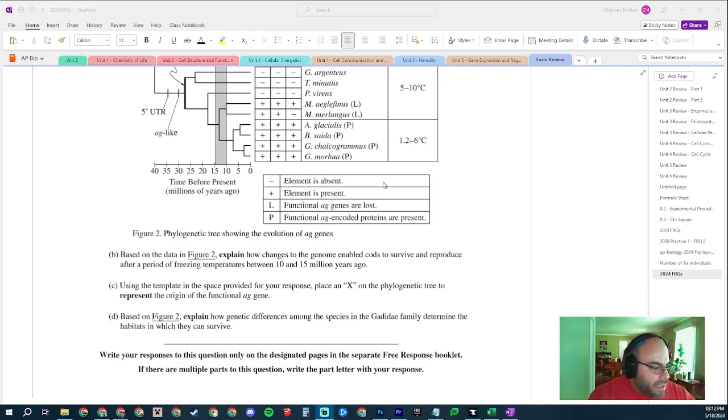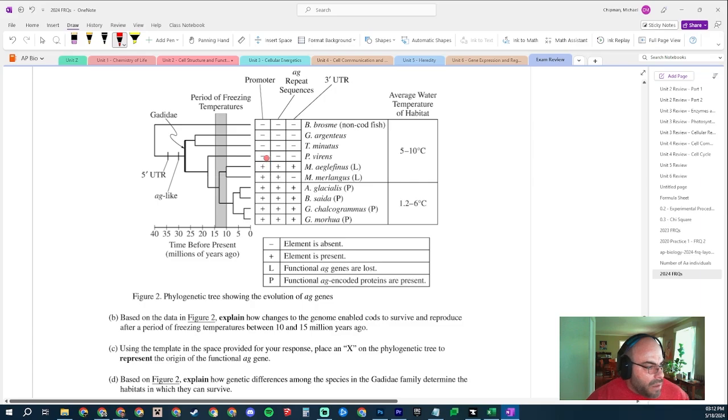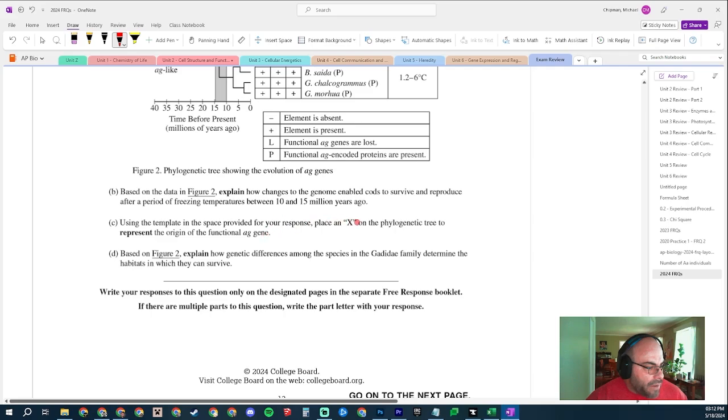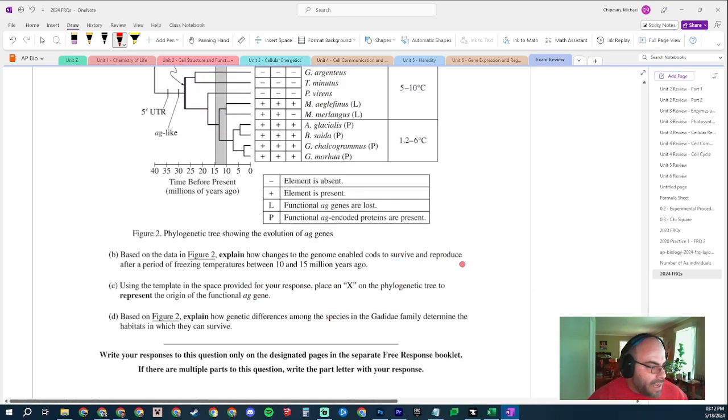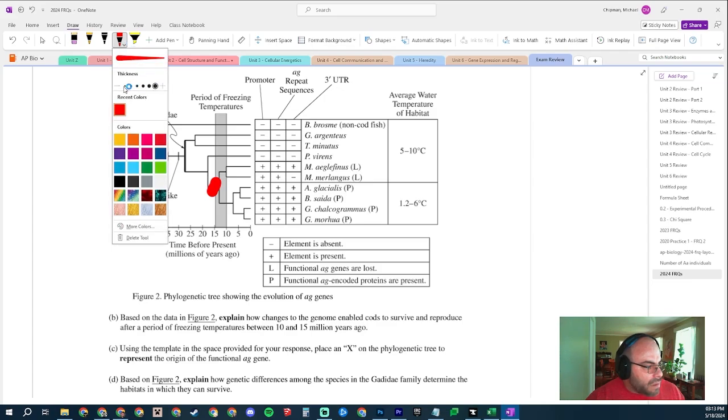Part C, using the template in the space provided for your response, please place an X on the phylogenetic tree to represent the origin of the functional AG gene. So we need to go up here and draw. What color is my X going to be? It's going to be red. Okay, so looked at this for a little while. And the break here is here, right? The functional AG gene is going to have these proteins in them, right? And so put an X in the phylogenetic tree to represent the origin of the functional AG gene. Functional AG genes are lost, which means that they were at one time a thing, but are now lost, right? And so I'm going to go back here and put my really thick X back there.